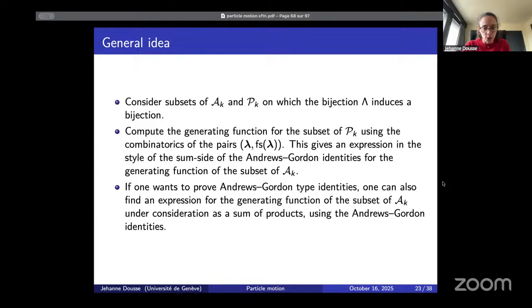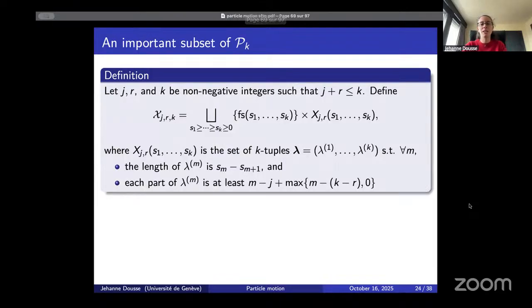So this is just what I was saying basically. If you want to find identities, you can use Andrews-Gordon to write subsets of A_k as a sum of infinite products. Okay, so let's see some examples.